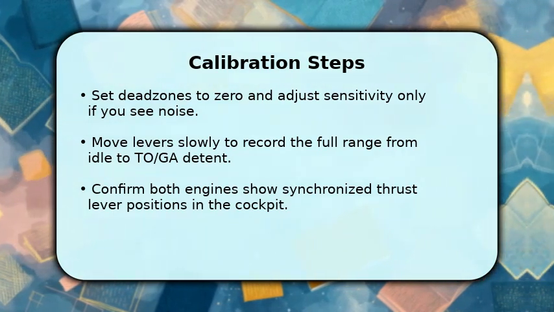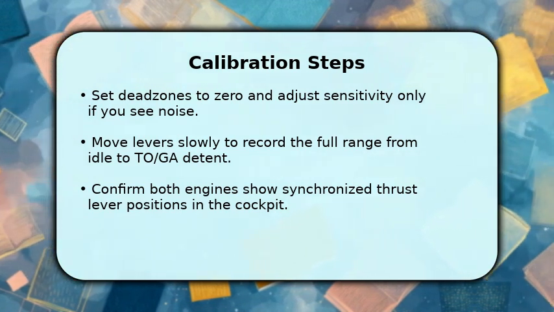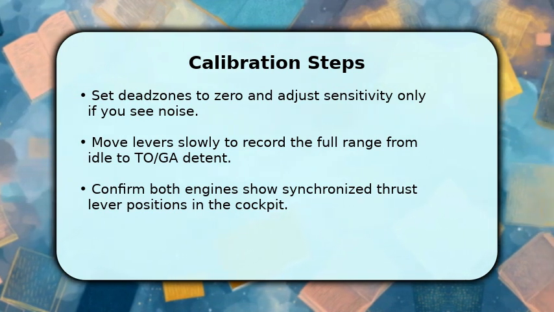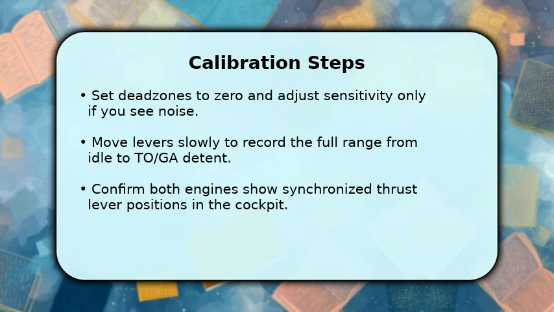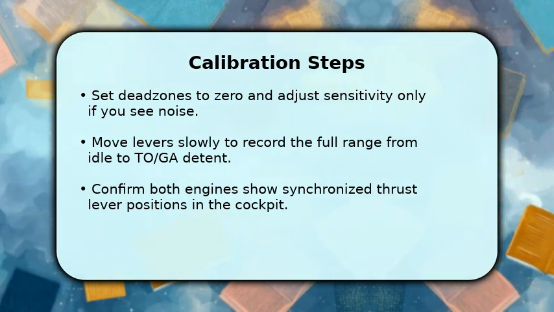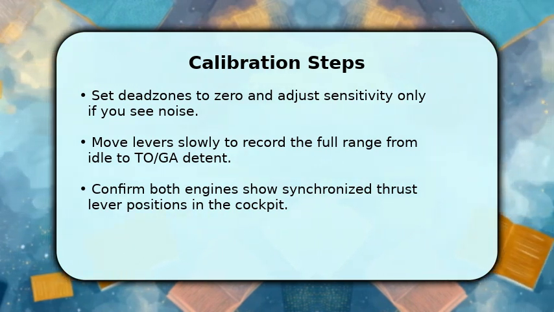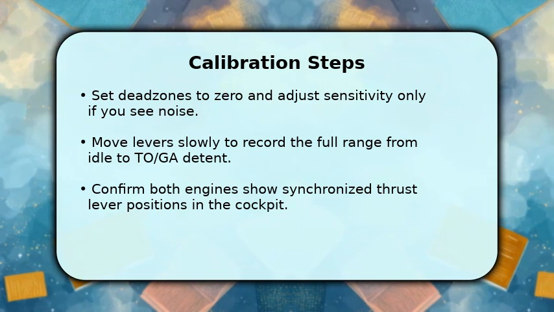Enter the axis assignment, select each throttle axis, and follow prompts to move the lever from idle through to /GA to full. Repeat the routine twice to verify repeatability and adjust any small offsets in the hardware panel. Finish by saving the profile and testing with engines spooled up in a short run to confirm smooth response.